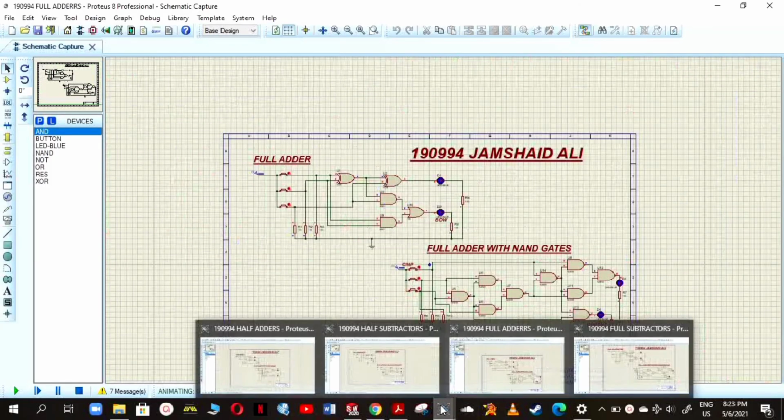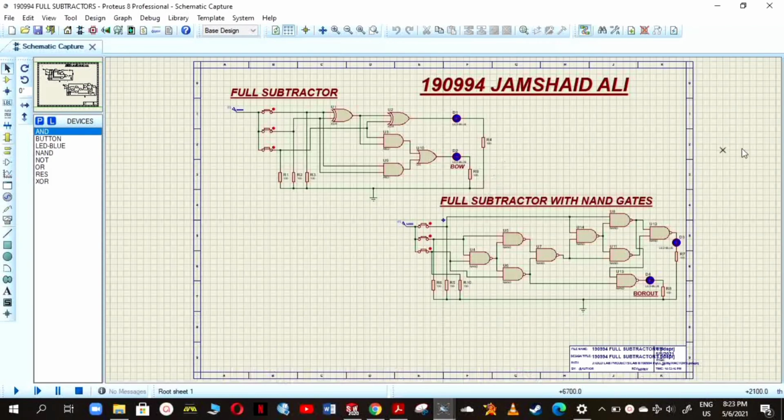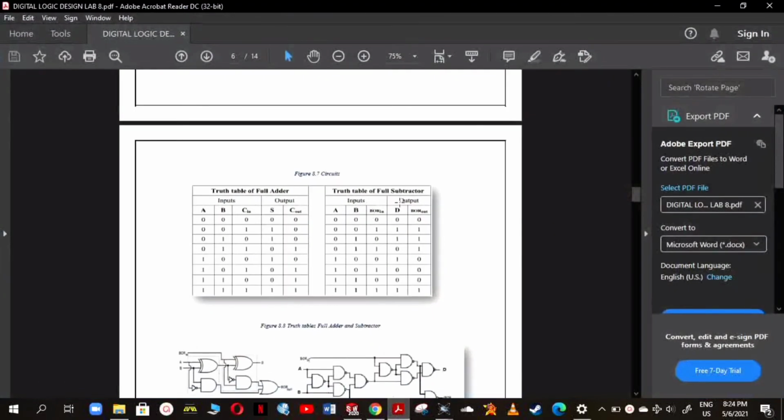So now we are going to move towards our full subtractors. Full subtractors are also similar to full adders. Here we also get one subtraction output and the other is borrow. So it tells us that we are borrowing one input or one variable from the others to subtract the third variable from it. So this is the truth table of our full subtractors.